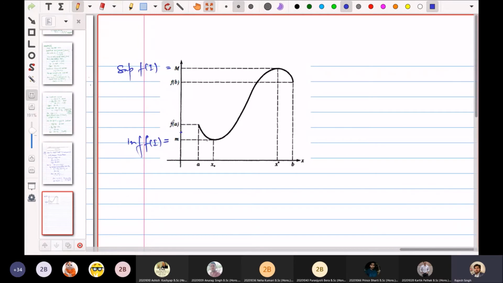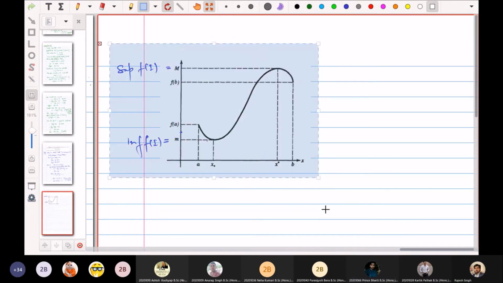So look here, f(a) is strictly greater than m, f(b) is smaller than m. So it is not general that your f(I) will lie between f(a) and f(b), the whole range. Is it fine? Yes, sir. Okay.